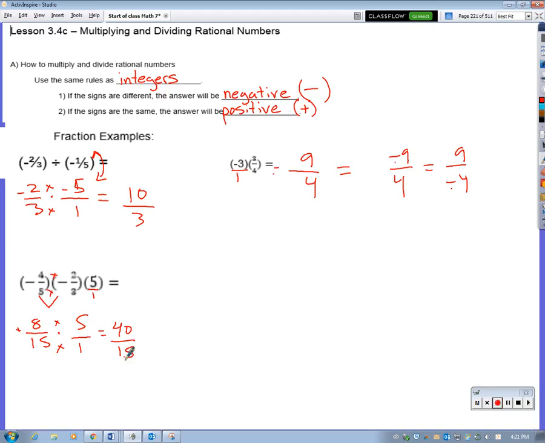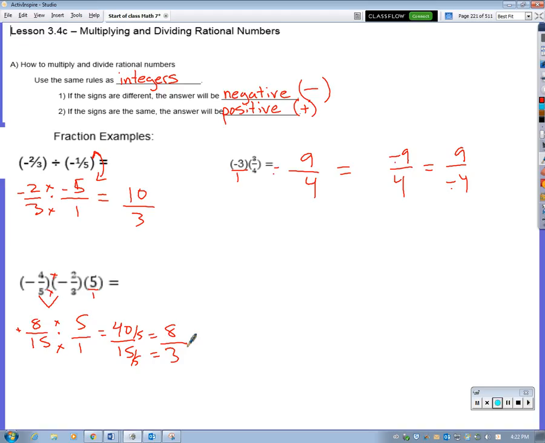Okay, now that fraction looks pretty big. Looks like it can be reduced. And yes, it can. If you've got something that ends in a 0 or a 5, on either side of the fraction, then you can divide by 5. Okay, so I'm going to try that. Divide 40 by 5. That gives me 8. Divide 15 by 5. That gives me 3. So my final fraction is 8 over 3.